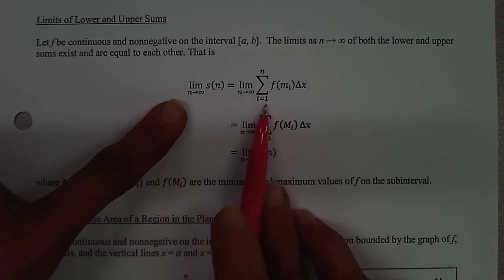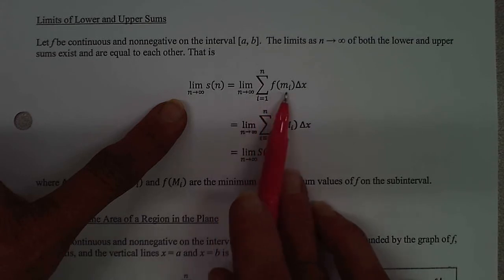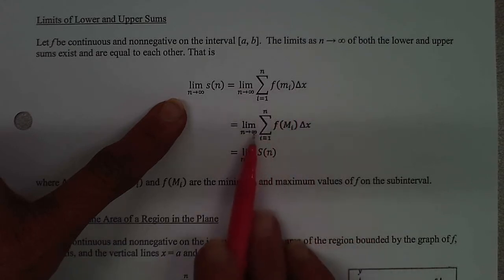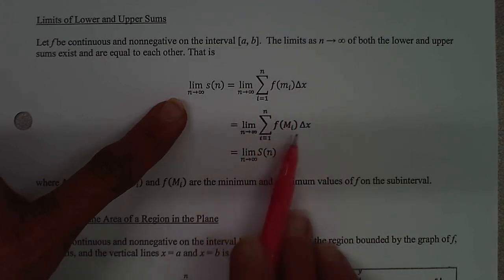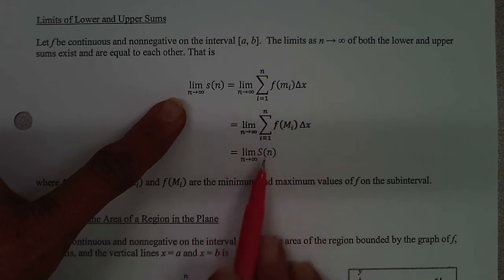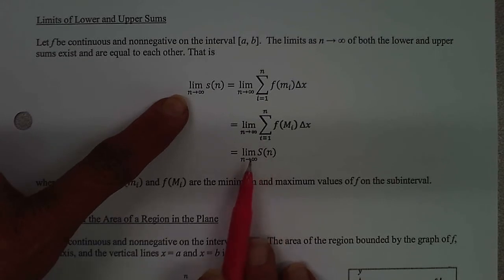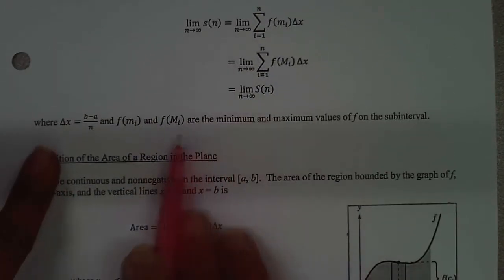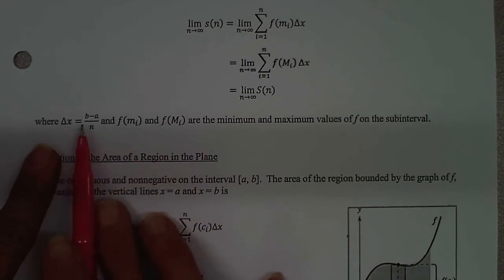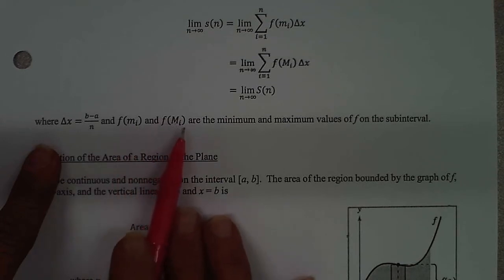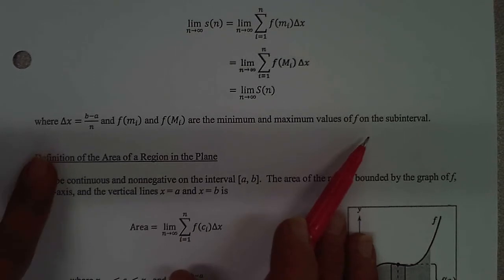My lower sum was the summation from i equals 1 to n of f of lowercase m sub i times delta x. That's going to be the same as when we take the limit of our summation formula for our upper sum, and this upper sum was denoted by S sub n. So our limit of our lower sum is going to equal the limit of our upper sum. And again here, delta x is found by taking b minus a and dividing by n. So that's going to be the width of each of these rectangles. And f of lowercase m sub i and f of uppercase m sub i are the minimum and maximum values of f in the subinterval.